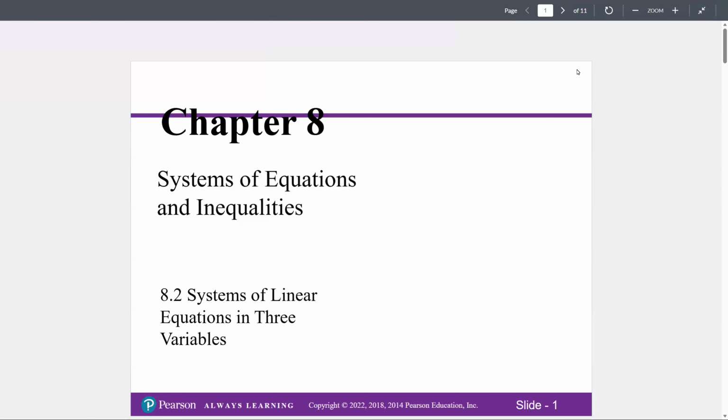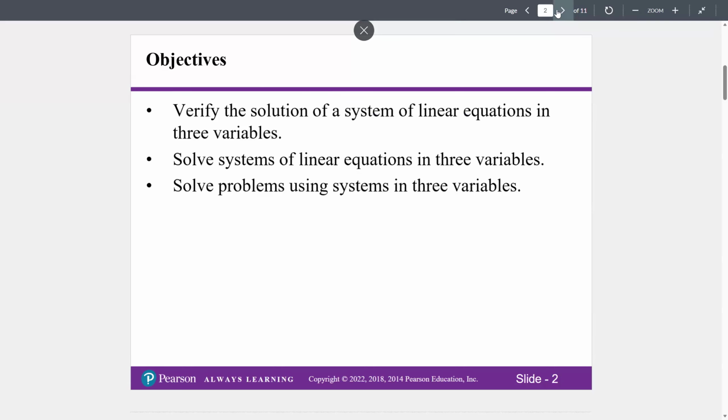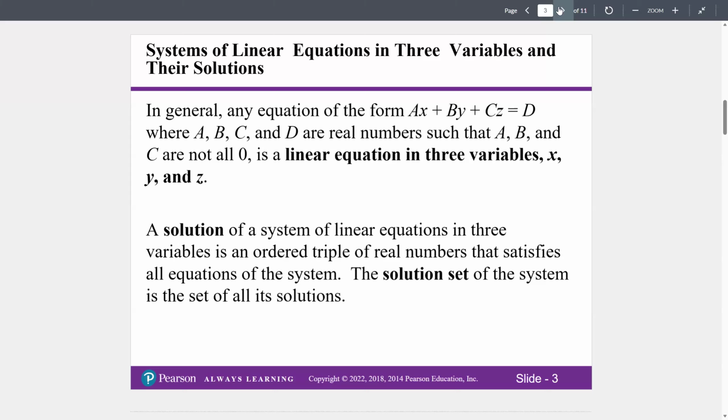So continuing with systems of equations, we are now going to look at three variable systems of equations. If you have three variables, this means we're going to need three equations. If you have two variables, you need two equations, three variables, three equations, four variables, four equations. And even then, that doesn't necessarily mean you're going to end up with solutions.